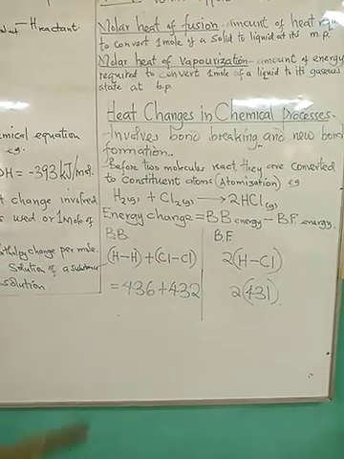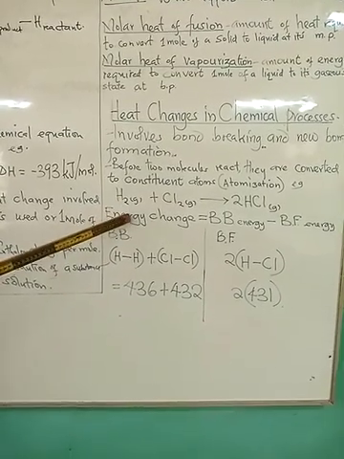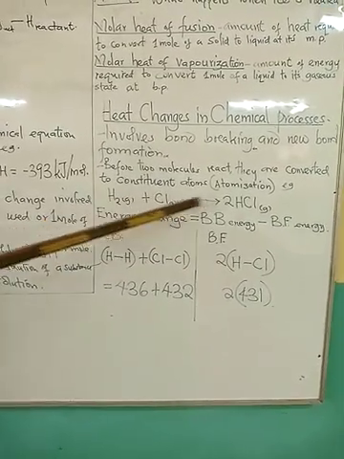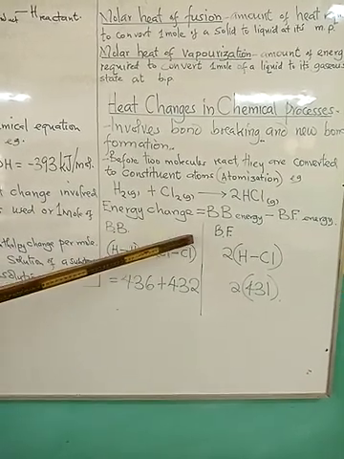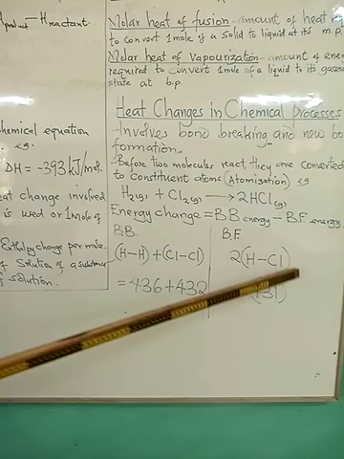Therefore, in summary, to get the total heat change or energy change for the process of formation of hydrogen chloride, we will have bond breaking energies minus bond formation energies.